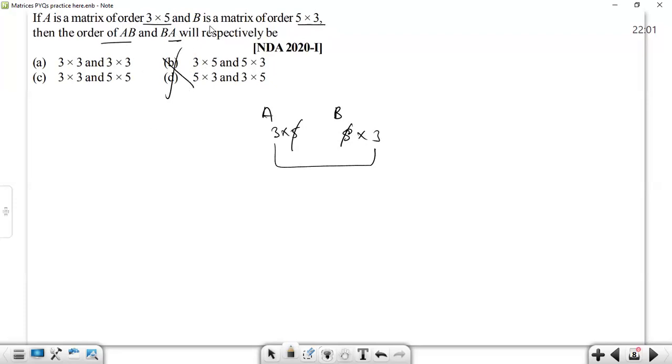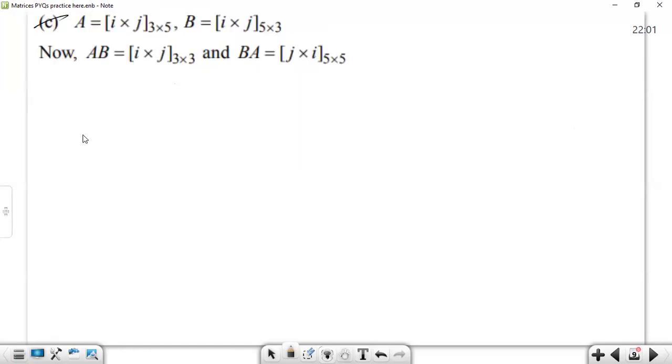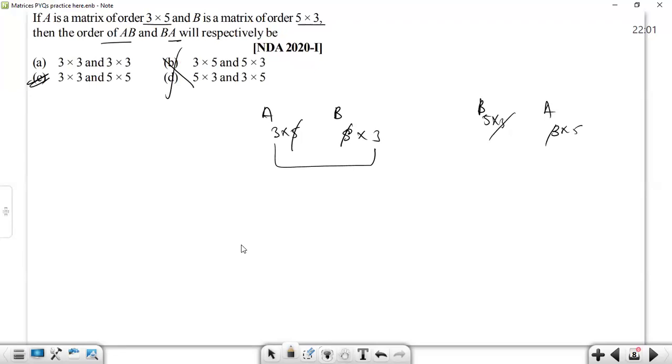Now let's talk about BA. So B matrix is of 5 by 3 order, A matrix is of 3 by 5 order. 3, 3 cancels, 5 into 5 is remaining. So C option should be the correct answer. Yes. Any doubts, anyone? No, sir.